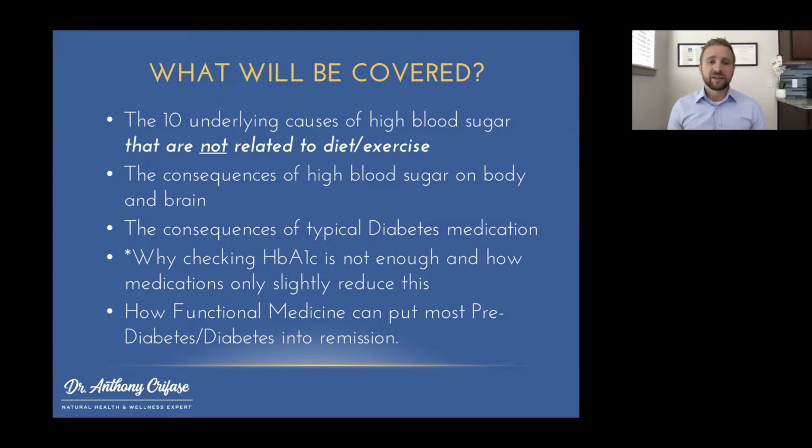So I'm going to be discussing the consequences of high blood sugar on the body, which there are many, many. The consequences of typical diabetes medication, that if you're watching this and you have diabetes, chances are none of this has ever been explained to you, unfortunately. That's often the case. And why checking hemoglobin A1C is not enough, and how medications, one that you might be on, only slightly reduce this. This is a really, really important point we're going to be talking about. And how functional medicine and a functional medicine model can put most pre-diabetes and diabetes into remission. Yes.